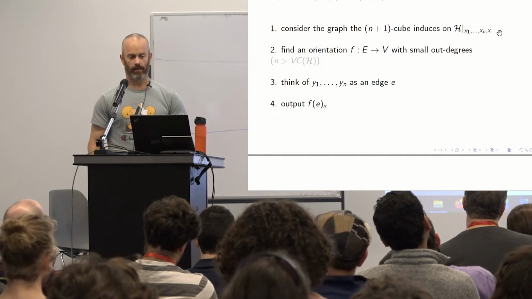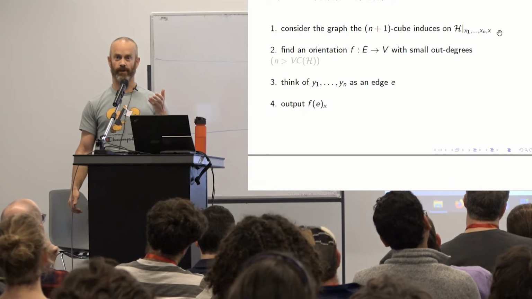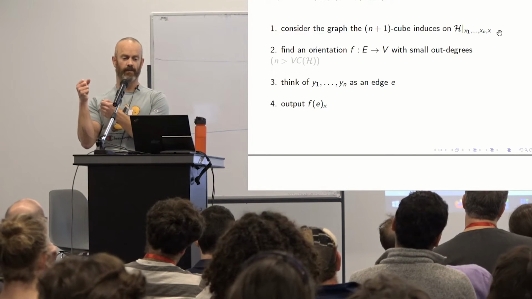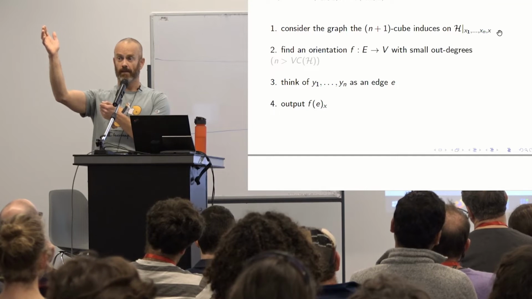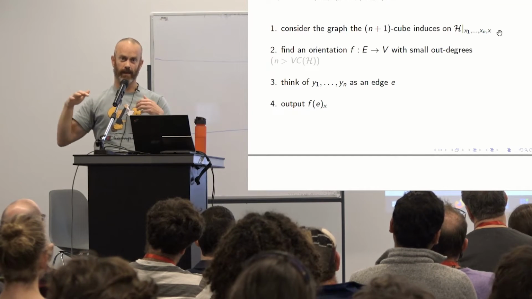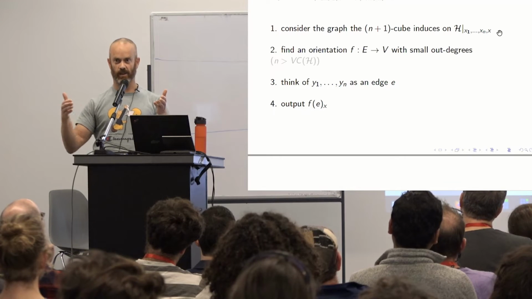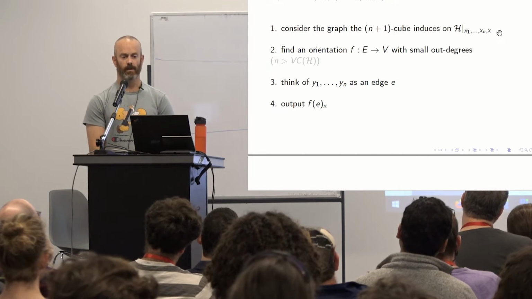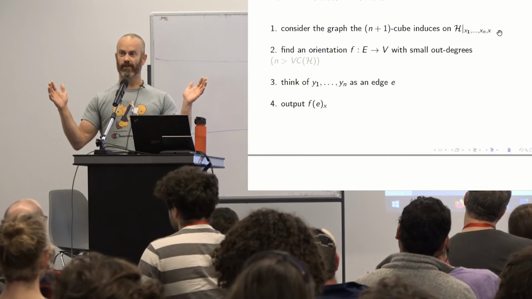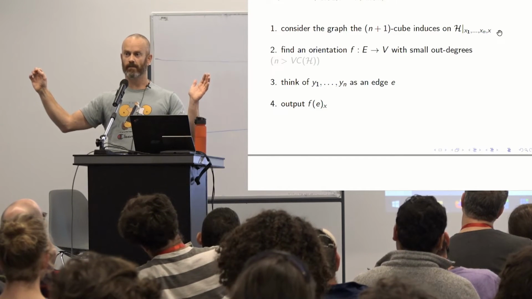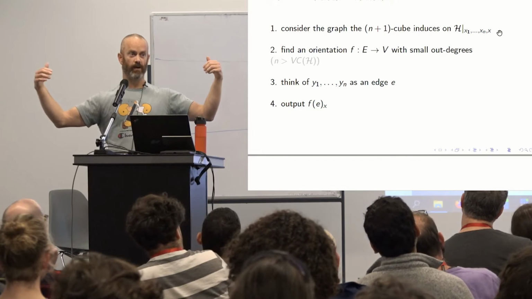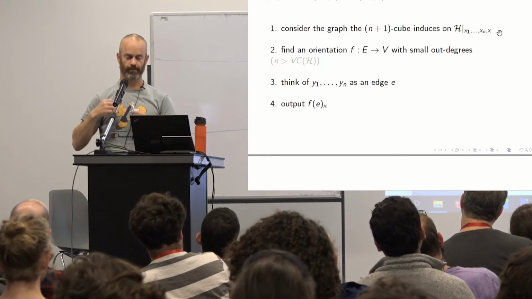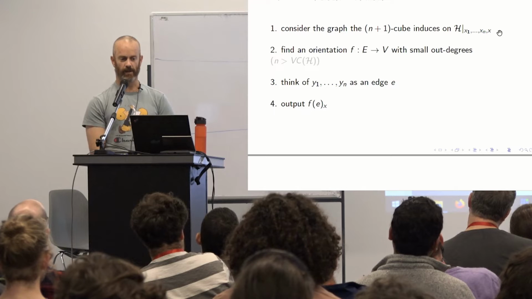Now, the second part is we find an orientation of this graph with the property that every vertex has small out-degree. We choose the best possible one, and here you need to argue that if the VC dimension is small compared to n, then you can do that. This is a non-trivial part, but you can argue it. So we find an orientation of the graph. The graph did not see any of the y's. It is a graph, and we found a good orientation in the sense that the number of outgoing edges is small. So this is the second part of this algorithm.